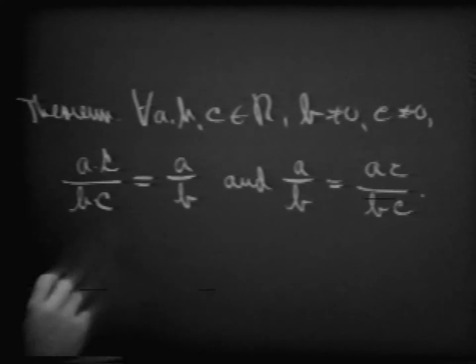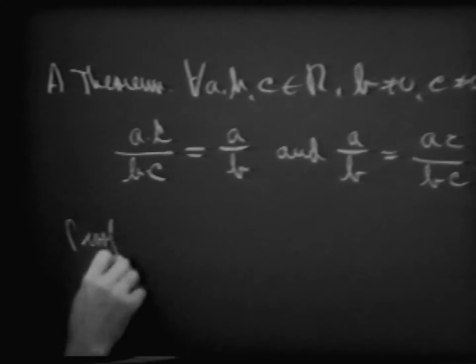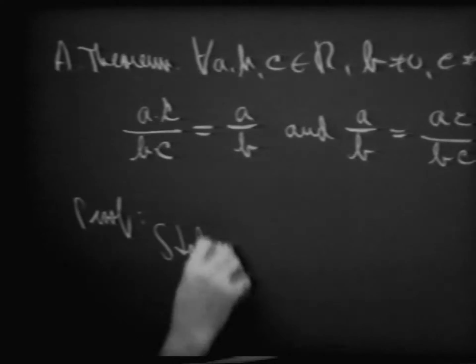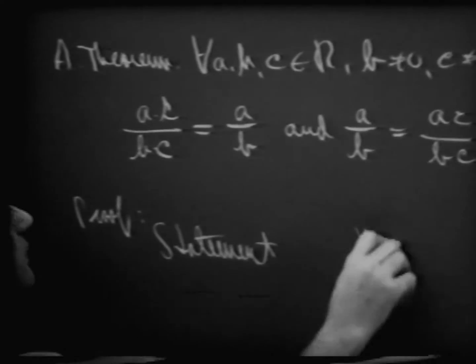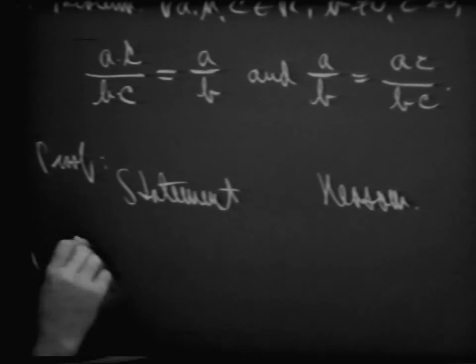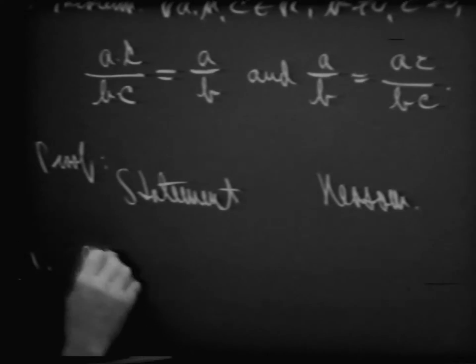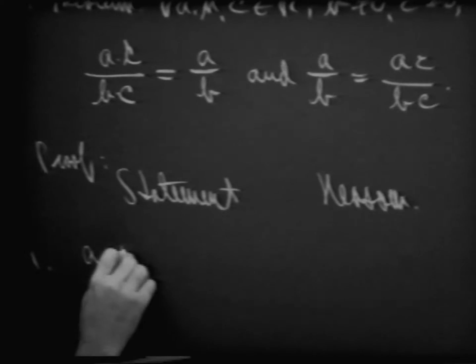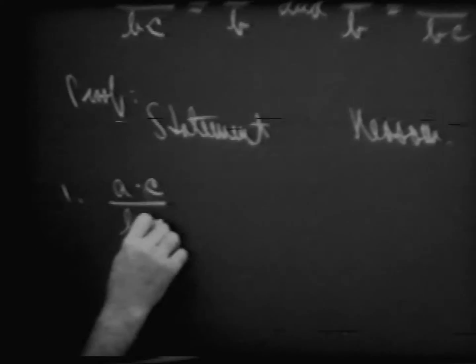Is that right? And let's run through the proof of this, in which here will be our statement and the reason for that statement. I think you'll agree that it's quite a straightforward proof. Let's look at the left-hand side, in which we have A times C divided by B times C.